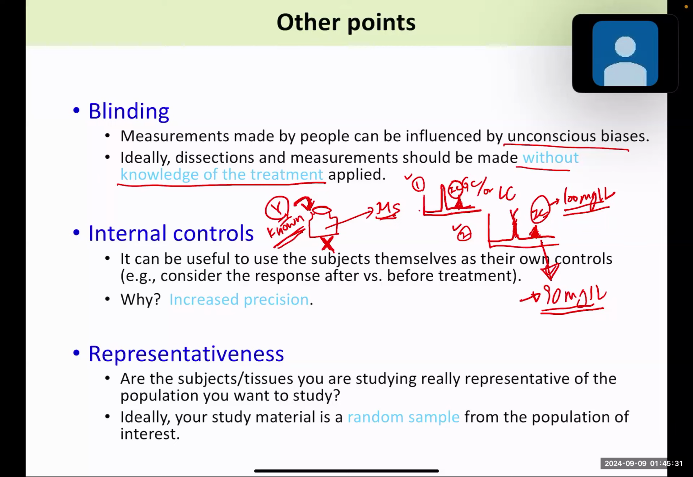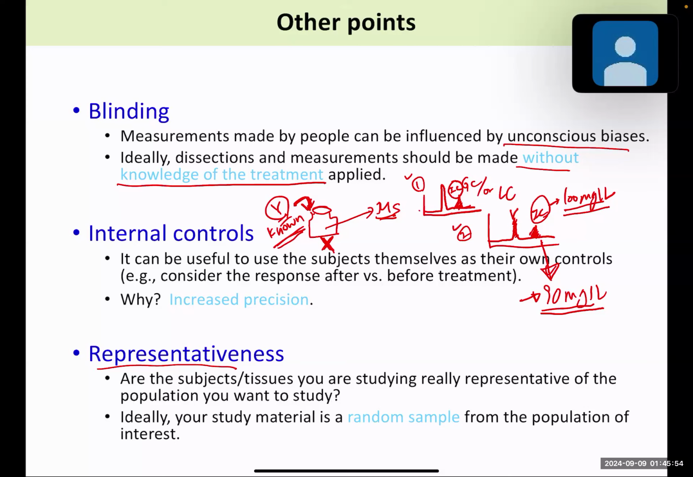And also you need to consider representativeness. So are the subjects, are the tissues, are the cells you're studying, are they really representing the population that you want to study, right? Okay, so this is up to here. This is about statistical things and also things to consider when you design experiments.